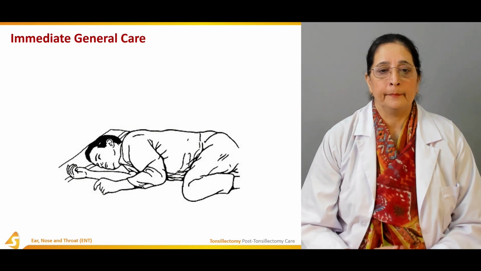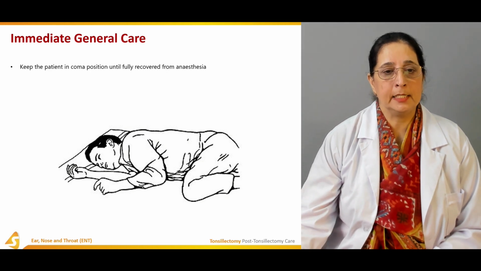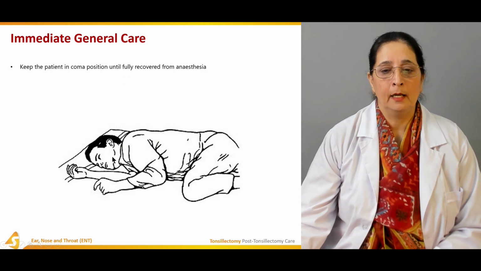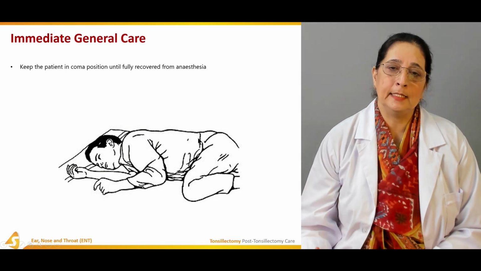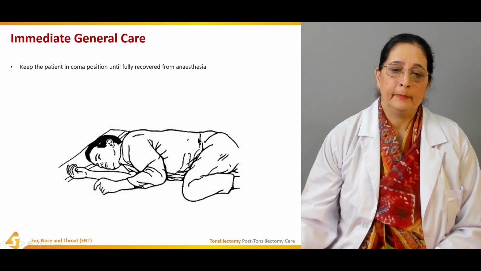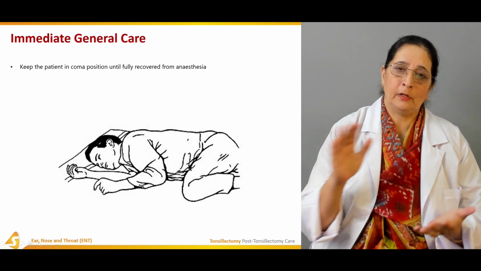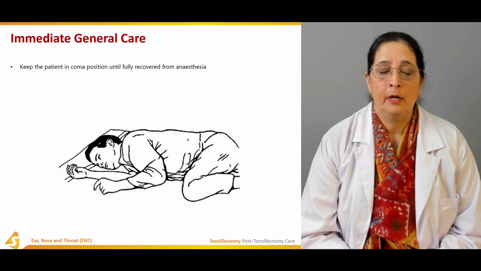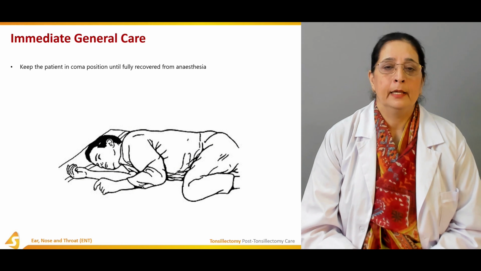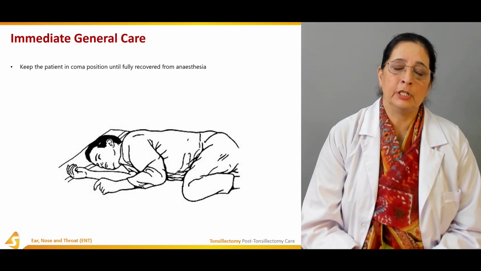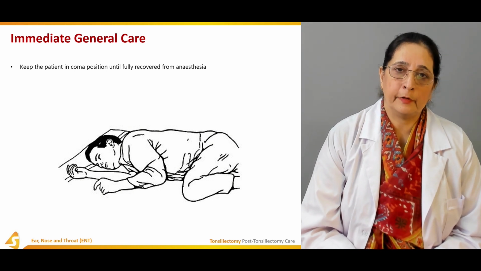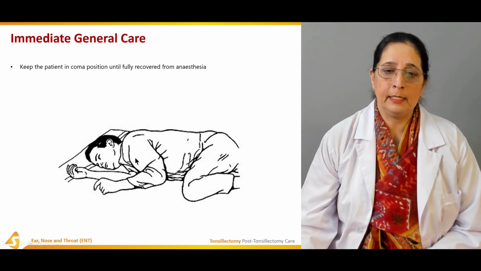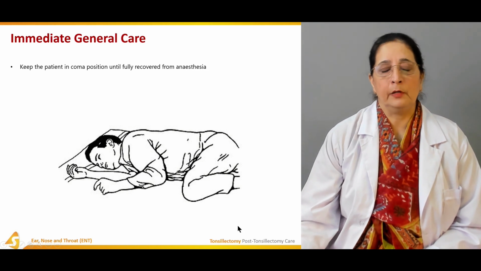So post-operative care is a very, very important part of any surgical procedure that prevents the complications that can be associated with any surgery. So immediate general care of the patient is to keep the patient in coma position until fully recovered from anesthesia. This is very important because general anesthesia is used for tonsillectomy, and this is the coma position. The patient is on the left side to prevent any inhalation or aspiration. When the patient is not fully conscious, they can aspirate, and that can cause aspiration pneumonia and some other complications also. So the first step is to keep the patient in the coma position until fully recovered from anesthesia.